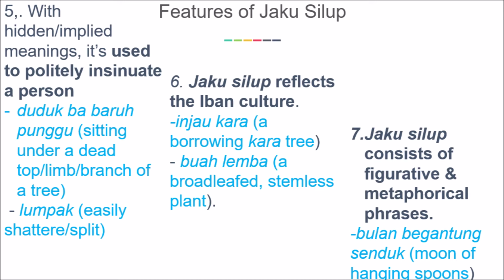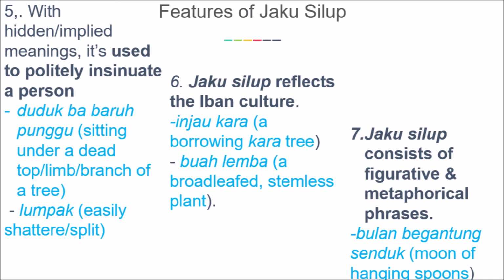The Iban have a very unique culture. In one of the allusions, if a person is always borrowing somebody's things, we say he's a kind of person who always inyau kara. Inyau kara is a kind of tree. Is the kara tree, or a fig tree? A fig tree. He's always borrowing from the people. Right? If his stomach is big, then we say he has a big buah lembak.